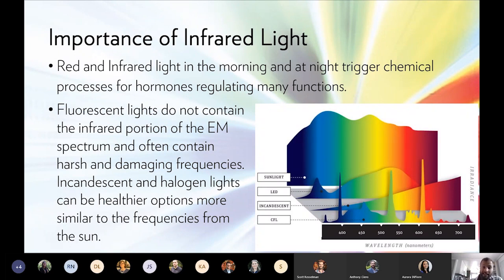And infrared light is really important for our health as well. It's something we naturally get from the sun. You know, we've evolved with infrared light. Infrared light is known for the heat that it produces.